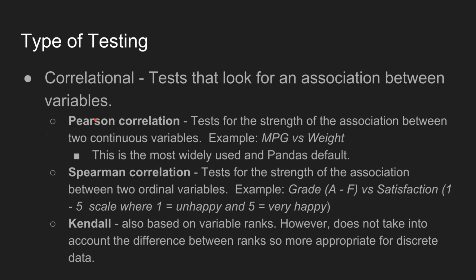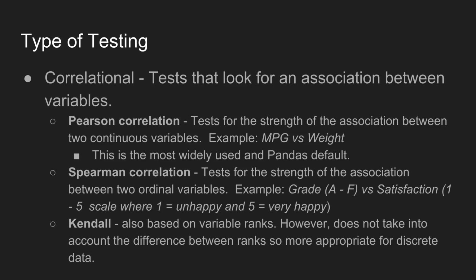So the most common one is called Pearson's correlation. It's a test for strength between two continuous variables. For example, let's look at automobile data: miles per gallon versus weight. Can I make the hypothesis that the more the vehicle weighs, the fewer miles per gallon it gets? I can use the correlation test in pandas for this, which is the default correlation, the Pearson correlation, because miles per gallon and weight are continuous variables.